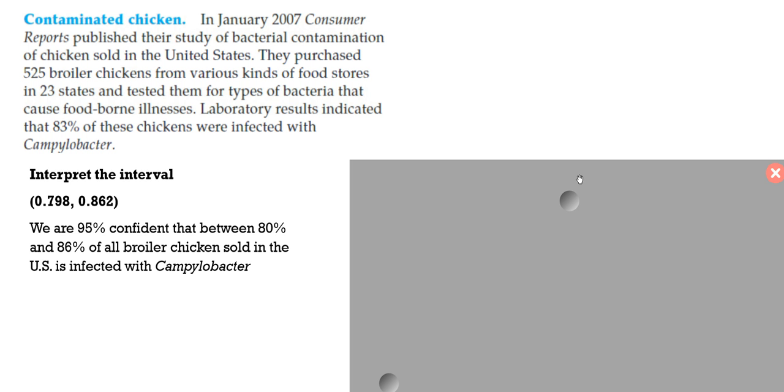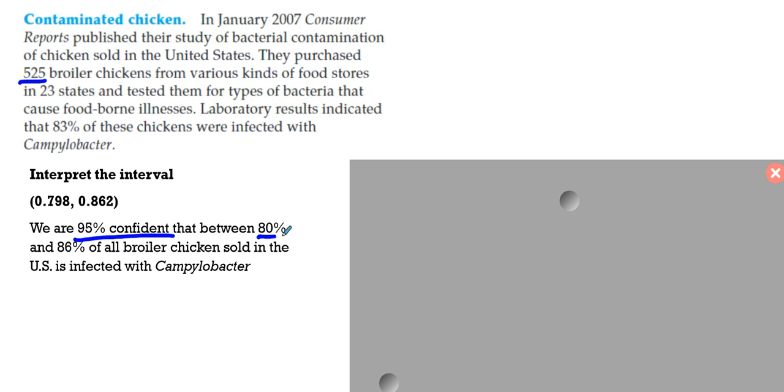There's a chance that this particular sample of 525 broiler chickens didn't actually give us the correct interval. And there's a chance we missed it. But we're 95% confident that between 80 and 86% of all broiler chickens sold in the U.S. are infected with this bacteria. Right? So that's one thing we could interpret, the interval itself, and you should interpret the interval itself. Take the time to make the statement. Include the confidence level, right?